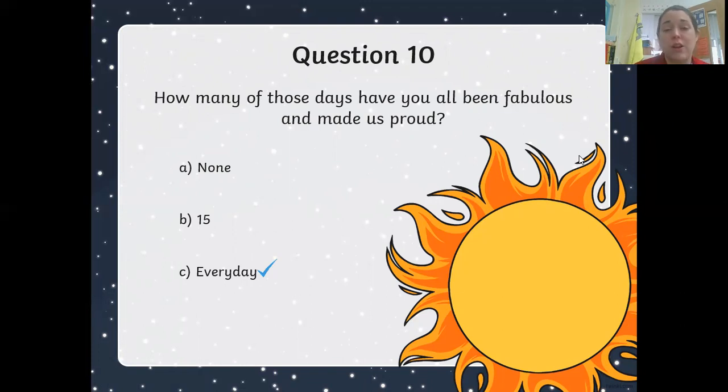We miss you lots and lots, but we love seeing you on the weekly calls. So thank you for joining those and putting a big smile on our faces. Thank you for all the work you've been sending through, all the messages you've sent us. It's really, really nice to keep in touch with you and see what you're up to.